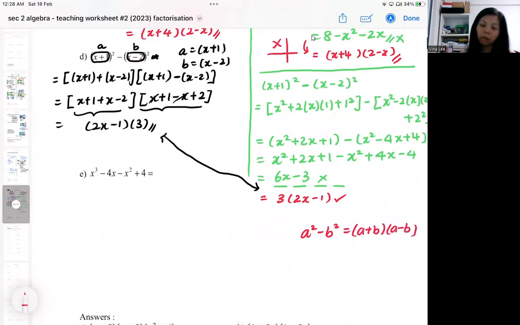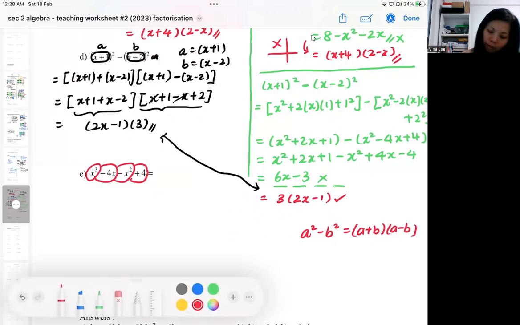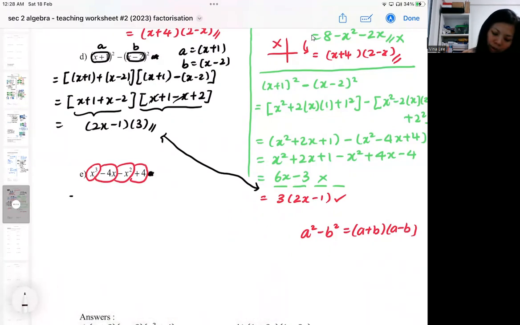Okay, we have already done grouping. In grouping, usually this is the first group and this will be the second group. If you have done grouping, you realize that grouping needs 4 items. When you have 4 items, the first 2 are one group, the second 2 are one group. So I'm going to group them this way. I change the equal sign to here.